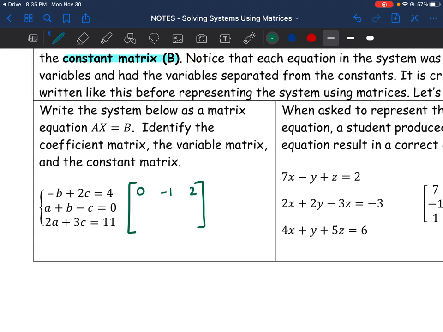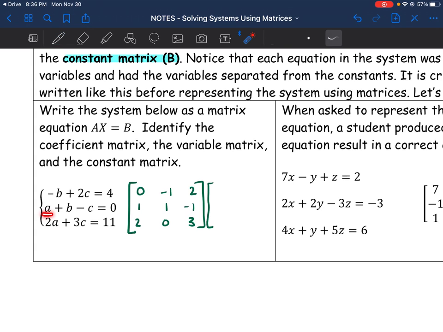The second row, for the second equation in the system, the coefficients are 1, 1, negative 1. And in the third row, our coefficients are 2, 0, and 3. And once again, notice in the third equation, there is no b variable, so that would be like a 0b, which is where the 0 was coming from. Okay, now we're going to go ahead and write the variable matrix.